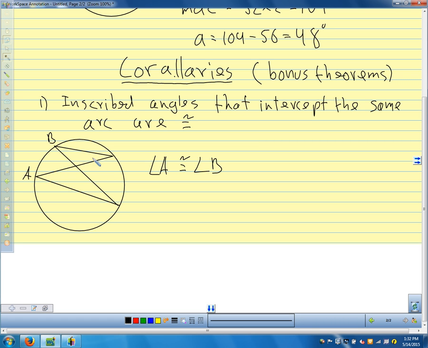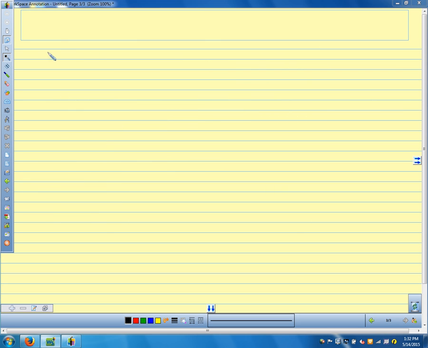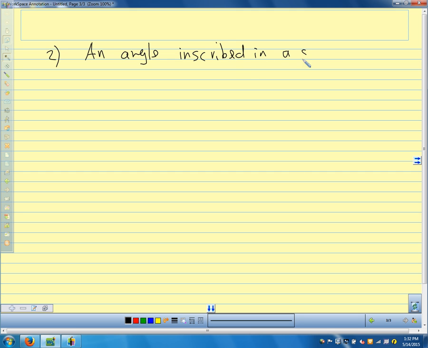All right, questions on that corollary? That bonus theorem. Pretty easy idea. All right, let's look at the next one, the second corollary. An angle inscribed in a semicircle is a right angle. What's a semicircle again? Half a circle.